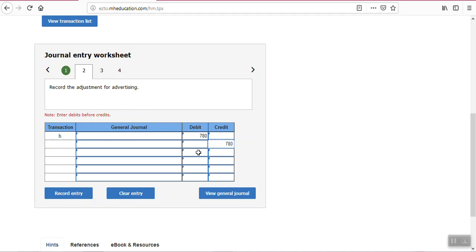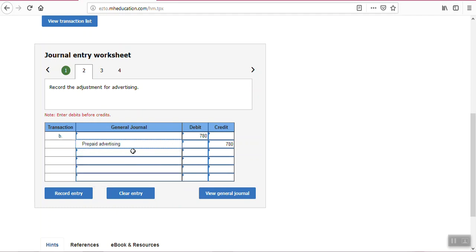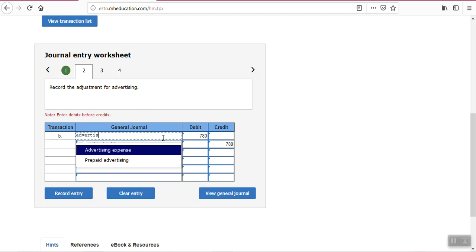So if we debited prepaid advertising when it was prepaid, which it no longer is prepaid, we need to get it out of there. So to get something out of a debit, we credit it. And we're turning that prepaid advertising into an expense, which would be advertising expense, because now it is an expense. We've used that advertising up. It's not something that we still have to use anymore, at least $780 of it, because we've already used it.